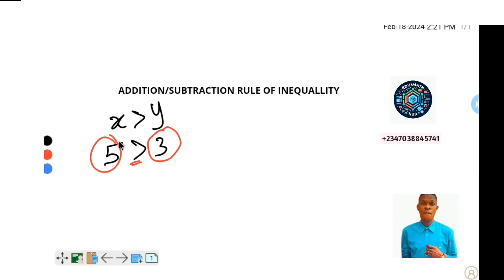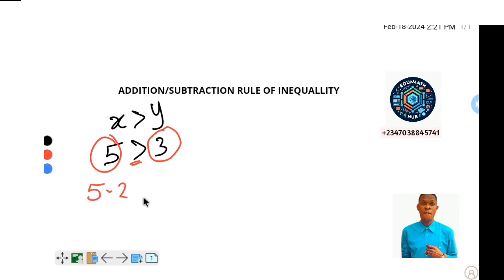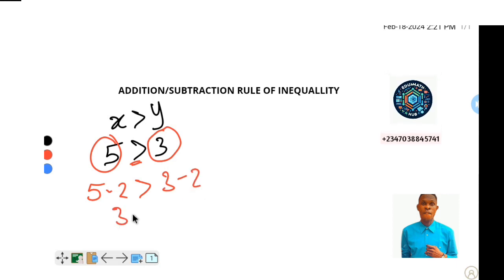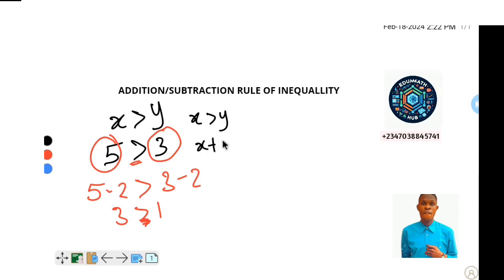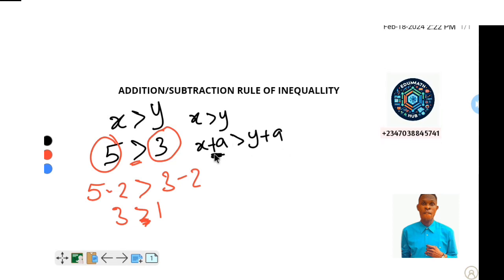Let's assume I subtract 2 from the left hand side. That will be 5 minus 2. Then I'll still have this greater than sign. Then I'll do the same thing here, 3 minus 2. 5 minus 2 will give you 3. 3 minus 2 will give you 1. You can see that the greater than sign still applies. So no matter what you do on the left hand side, as far as you do the same operation on the right hand side, this sign will remain constant. It cannot change. So that is the addition and subtraction rule of inequality. You have x greater than y. If you add anything to this x, this sign will still be obeyed, and you add the same thing here. So no matter what you add or subtract, this sign cannot change. It will remain the same.